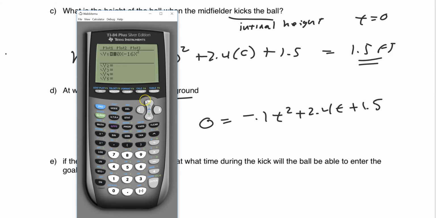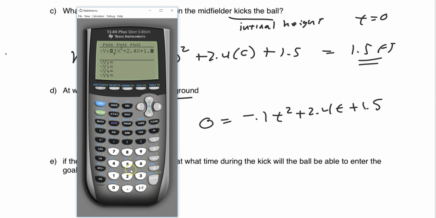So we go y equals. We've got to type that equation in instead. So let's go negative 0.1 x squared. Remember, we don't have a t, we use an x. Plus 2.4 x plus 1.5. So we're going to try to solve this, trying to find the x-intercepts. And I have one, that's a negative value though, so I don't even care about that one. I don't want a negative height. I can't see the other one.